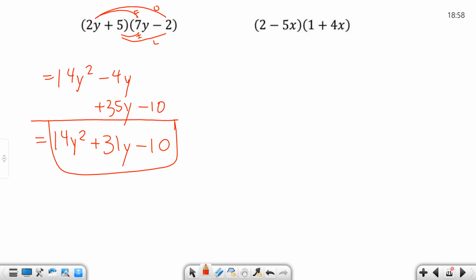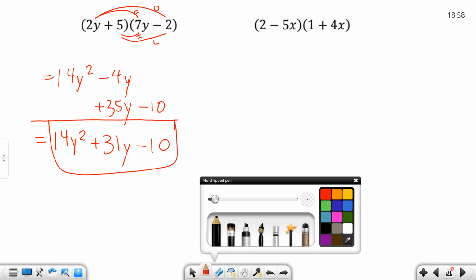Right, so once you multiply the FOIL out, whether you write it this way or whether you keep writing out here with a 35y minus 10, then all you're doing after that is combining like terms, if any exist, whether it's horizontal or vertical.